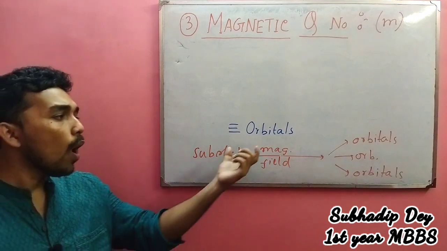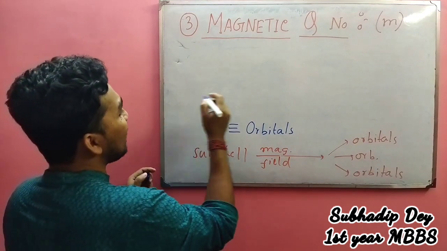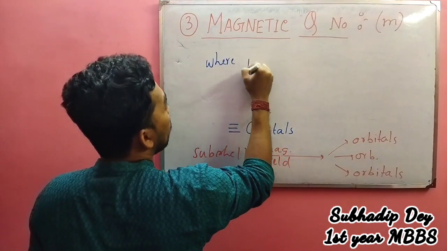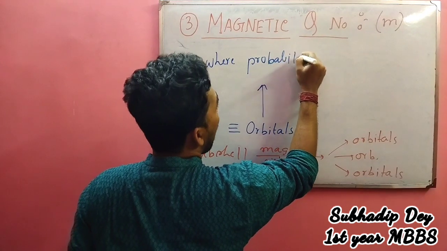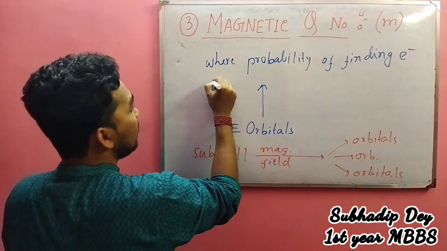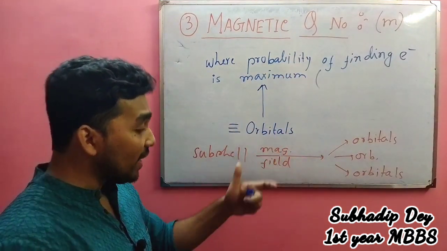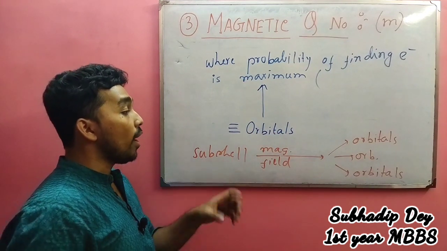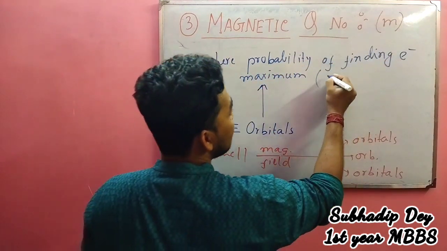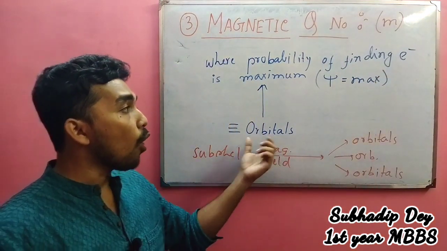Now we have to know what an orbital actually means. एक orbital मतलब क्या है? Orbital is a place inside a subshell where the probability of finding an electron is maximum. Okay, so orbital is the place within a subshell where the probability of finding an electron is maximum, and the symbol for probability of finding an electron is psi. So psi is maximum in orbitals, right?